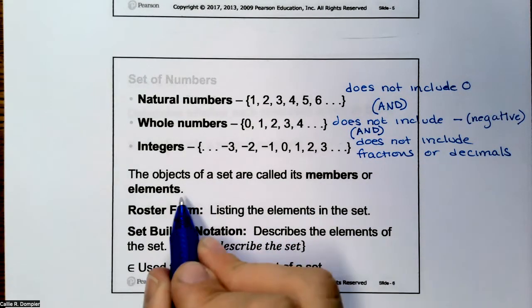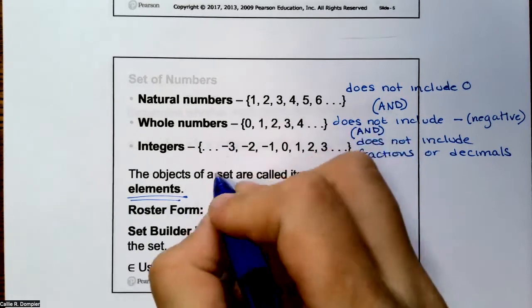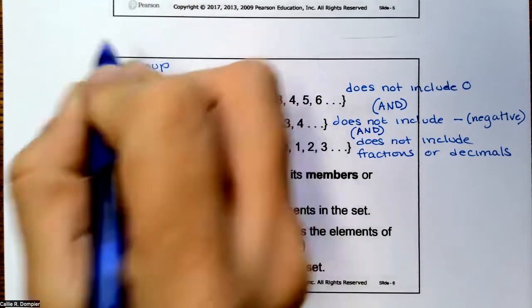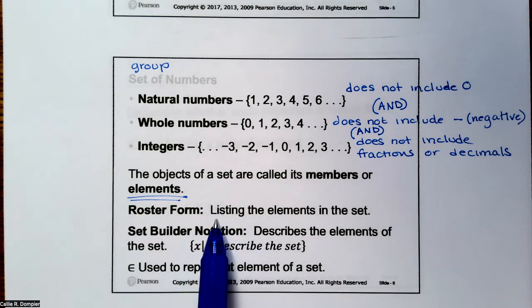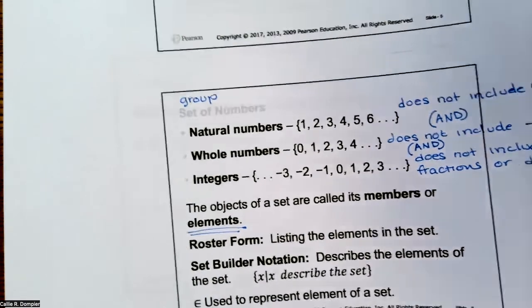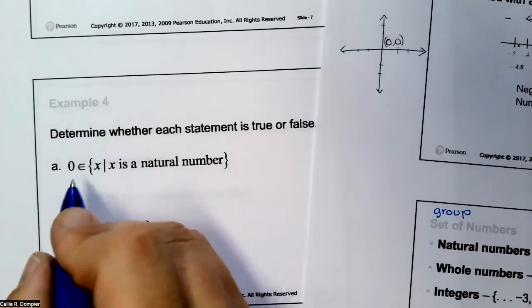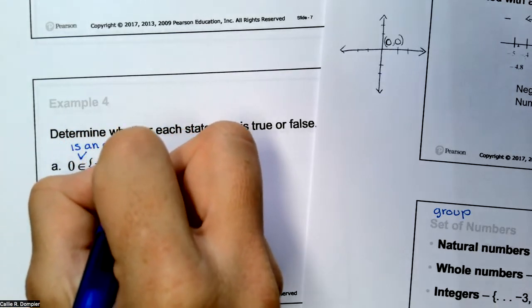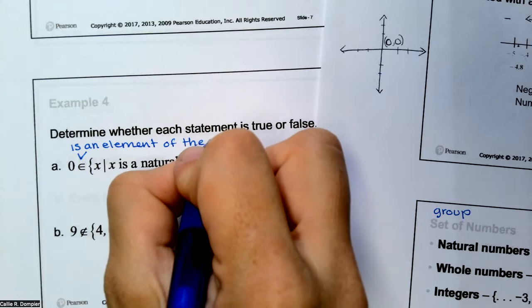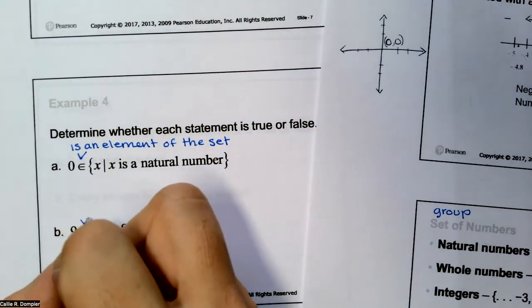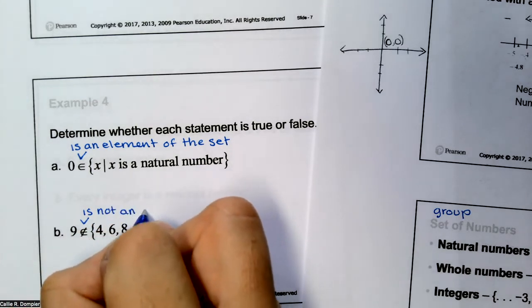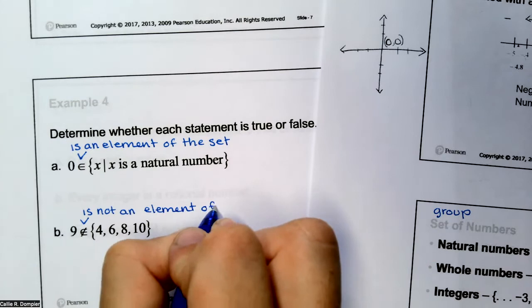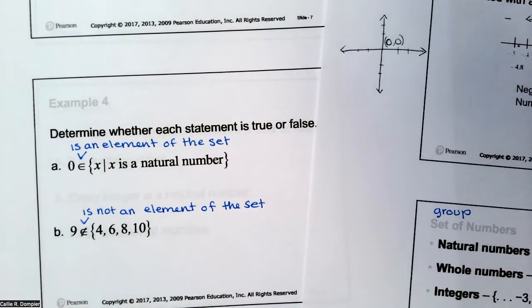The objects of a set are called its members or elements, probably more popular. Set just means a group of numbers. Roster form just means you list every element in the set. Set builder notation means you describe the elements of the set. This little E is used to represent elements of a set. So when we look at example 4, 0 is an element of the set that follows it. 9 is not an element of the set. Okay, so that's what that means.